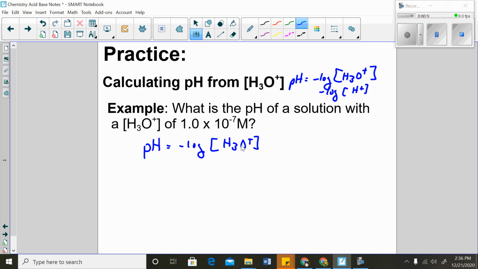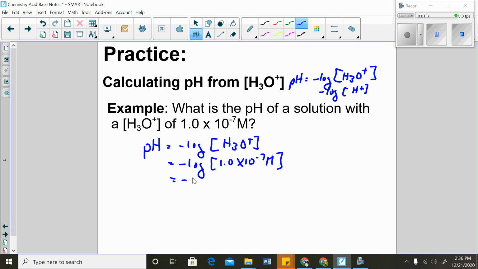So you were provided with that H3O plus. That goes right here. But now you need to know how to actually type this into your calculator. So if you have the gray calculators, the TI-36X Pro, you want to hit the negative key, which is at the bottom. And now your log key is under the second key. You have a blue second key.